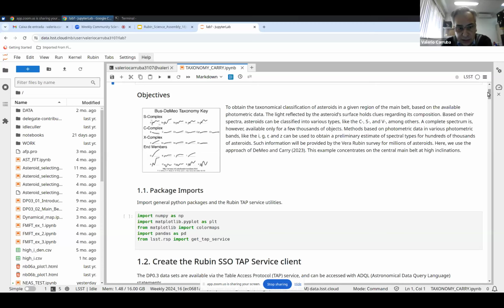There are a lot of surveys that have done that in the past. The most famous one is the Sloan Moving Object Catalog, which is a catalog for about 100,000 objects. More recently, we have the Dark Energy Survey catalog, which has information for over 60,000 objects. But the Vera Rubin survey will provide information on colors and photometric information for millions of asteroids. So it is worth investigating what we can do with the simulated data that we already have.